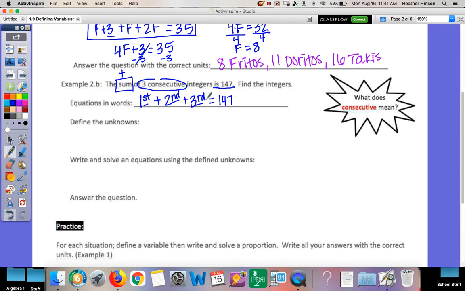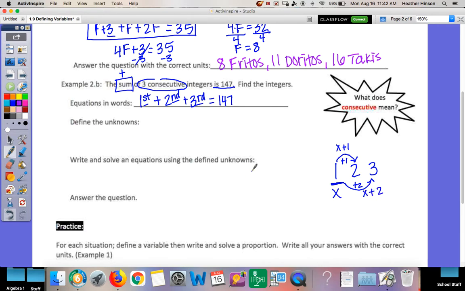But what do I put in for first, second, and third? This is not 1 plus 2 plus 3. That doesn't give me 147. Now, if you look at these numbers, I'll do 1, 2, 3 again. This is my base number. That's always what I'm going to start with. That'll be my x. But how do I get from 1 to 2? I'm just adding 1. So from my base number, I'm going to add 1. How do I get from my base number, we always start with our base number, to 3? I'm adding 2. 1 plus 2 is 3. So that's my base number plus 2.